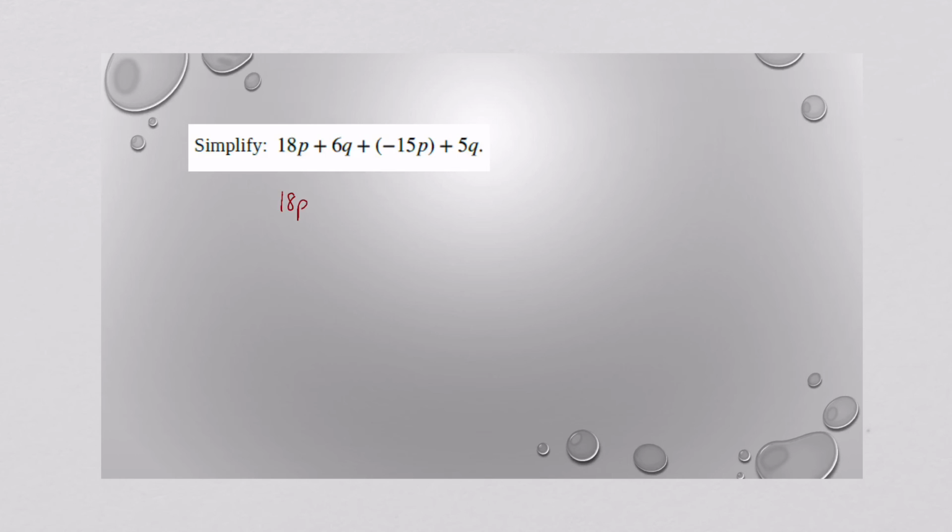So I've got 18p, and next to that, instead of putting the q, I'm going to go ahead and move this by its like term. Plus 6q plus 5q. Now all I did was I wrote my like terms closer together. 18 plus negative 15 is a positive 3p, and then 6q plus 5q is 11q. Again, I don't necessarily expect to see that step right there where you write your like terms next to each other.